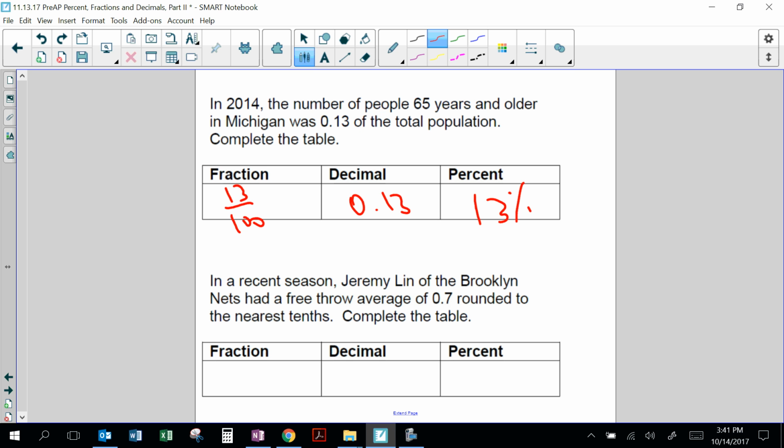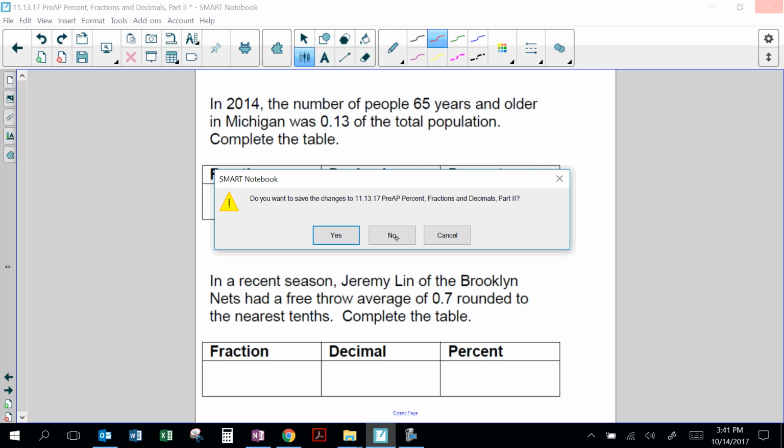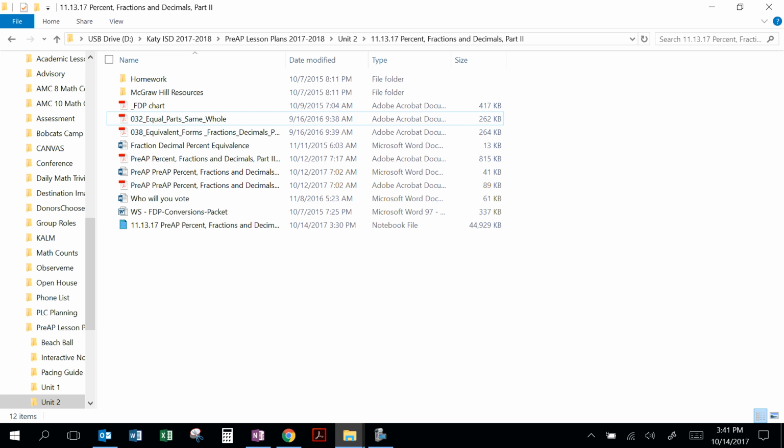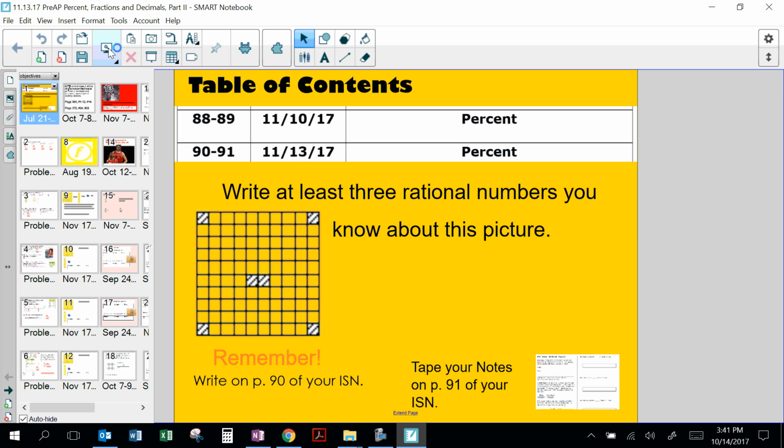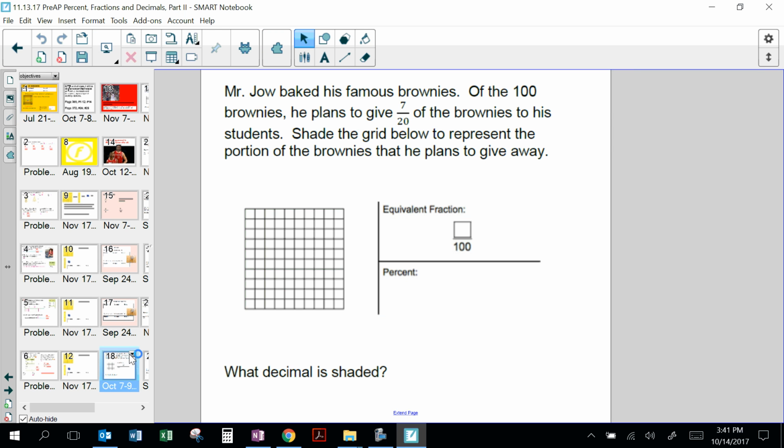In a recent season, Jeremy Lin of the Brooklyn Nets, he used to be part of Houston Rockets, if you didn't know that. And I believe he was part of New York Knicks. Oh, it's okay. We will pull it up again. I'm not sure why I did that. Can you find where's Jeremy Lin? Jeremy Lin.